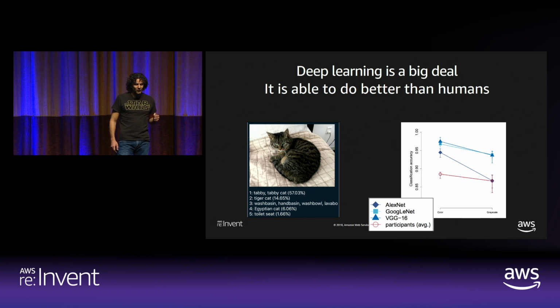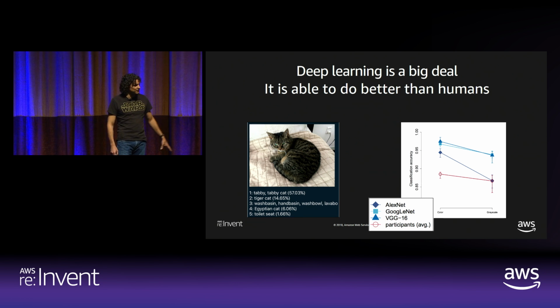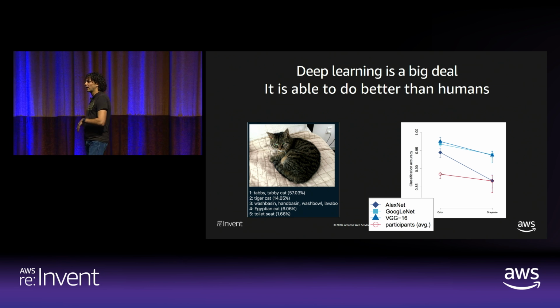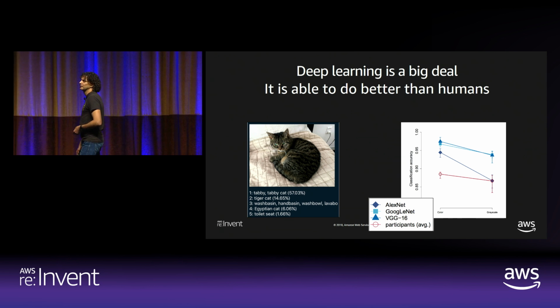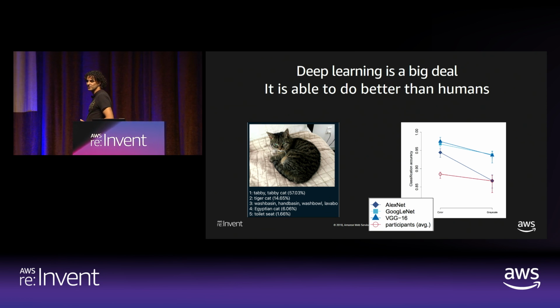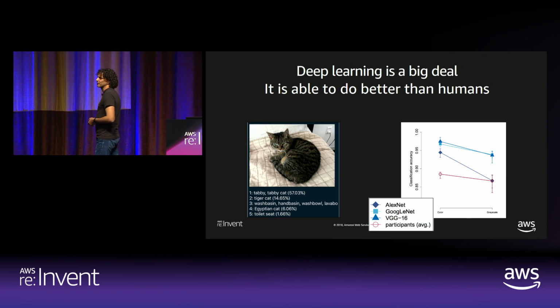So going back to my original point, yes, deep learning is a big deal. There is a growing number of problems where deep learning is outperforming other machine learning models and even humans. And that's something we, as developers, as scientists, as builders, can and should leverage for our applications.